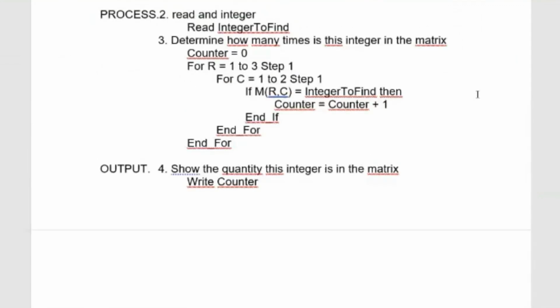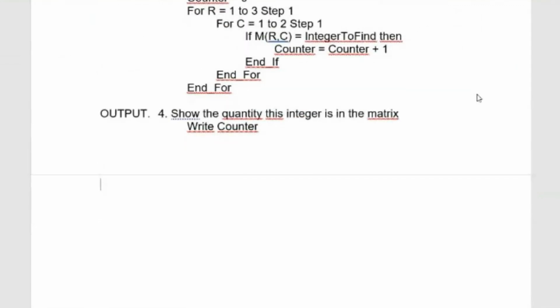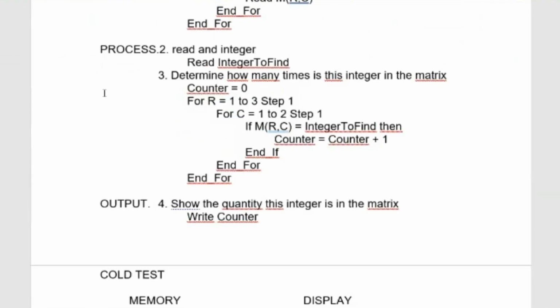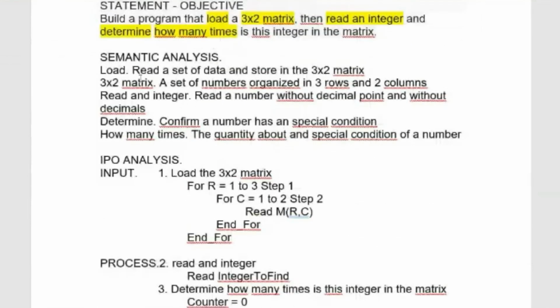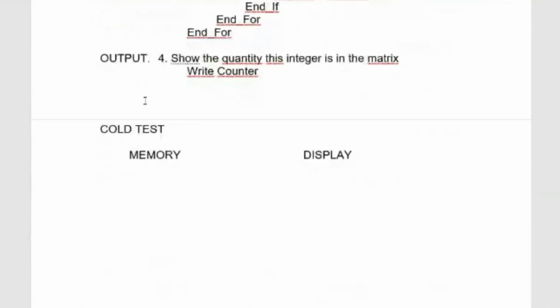Okay. Now let's see the call test. Remember memory and display, right? Okay. We need a matrix. But this time, this is a 3 by 2 matrix. That means this is a matrix. The name is M. I think it's a good name.